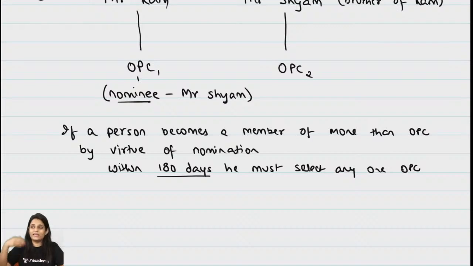Ma'am, what will he do with the second one? He can sell it, he can wind it up, he can give it to the nominee, anything. But he should select any one OPC, because I cannot be a member of more than one. So, if a person becomes a member of more than one OPC, and that can only happen because he was a nominee of the second OPC, then within 180 days, he must select any one OPC. Tell me, instead of 180 days, can I write 6 months? Within 180 days, he must fulfill the requirements of the Act. He can sell off the second OPC, give it to the nominee, or wind it up, but he cannot continue. Correct?